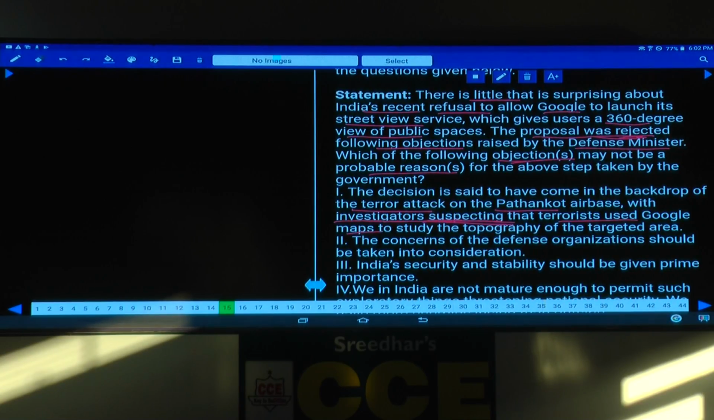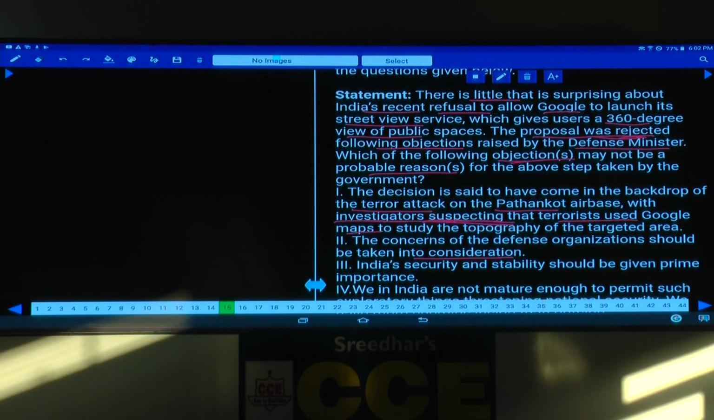Because if they were available, with 360 degrees photo availability in public spaces, there is a chance for these terrorists to take that information. That could be the reason why they have rejected this. Now the question is, which cannot be the reason. Then the second one here: the concerns of the defense organization should be taken into consideration. Whether they have to take into consideration or not.